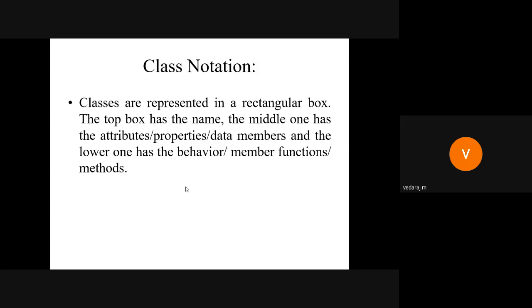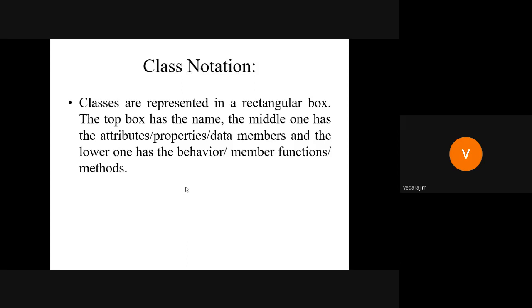For example, you are drawing a class diagram for a hospital management system. The first class notation is Nurse. Nurse is the name of the class. The second, the middle box, contains attributes, also called properties, or data members of the class. What do you mean by attributes? The attributes are nothing but the data values of the object or the data values of the class.